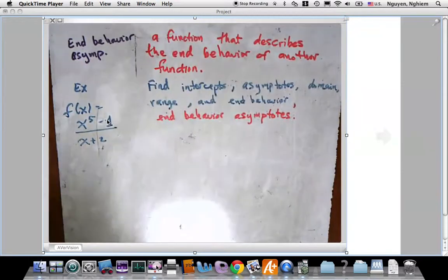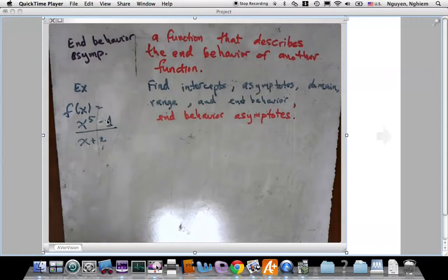And so a lot of times what happens in pre-calculus and in calculus is that you have a function that looks a little bit nasty or a little bit difficult to handle, like x to the fifth minus 1 over x plus 2. And sometimes you don't really care about the small little details. You really care about the end behavior, or the behavior in the long run, or the behavior as x goes towards infinity and negative infinity. So we want to find another function that captures the behavior of our function.